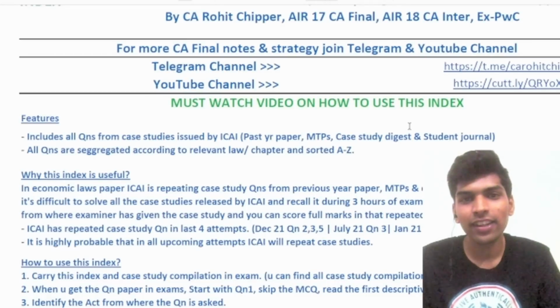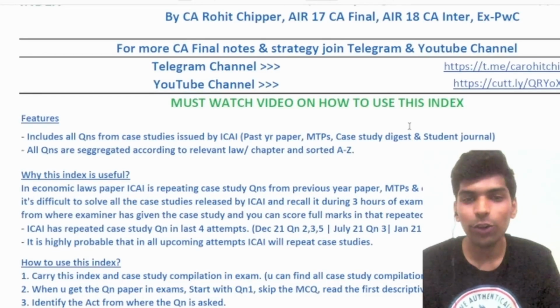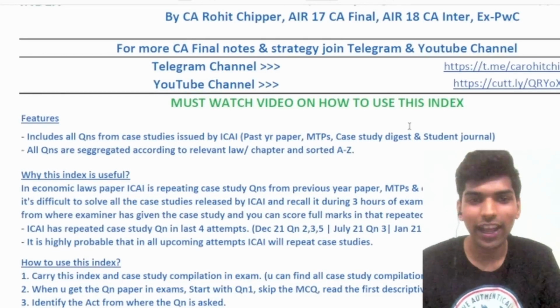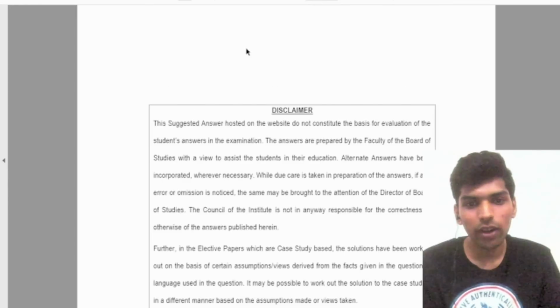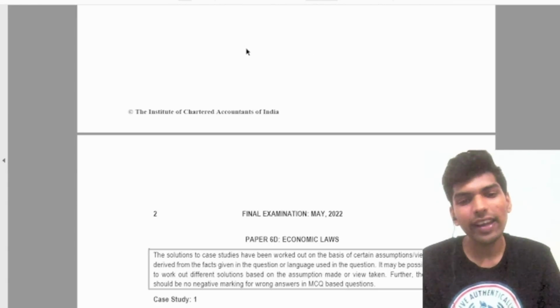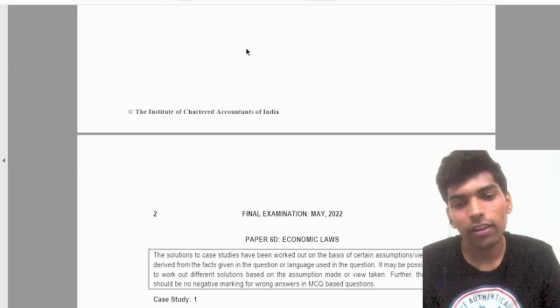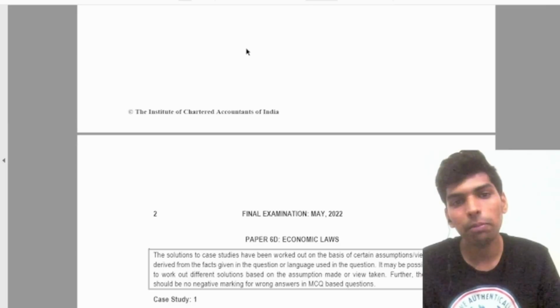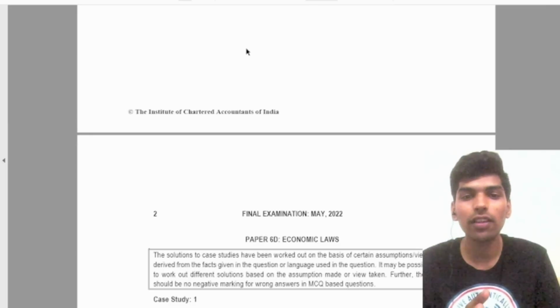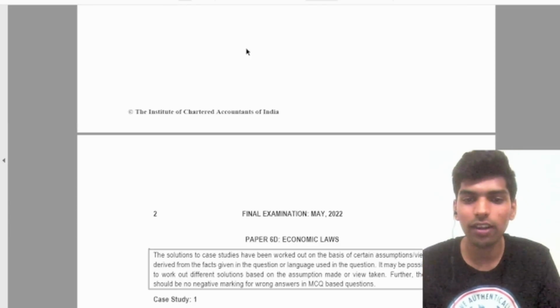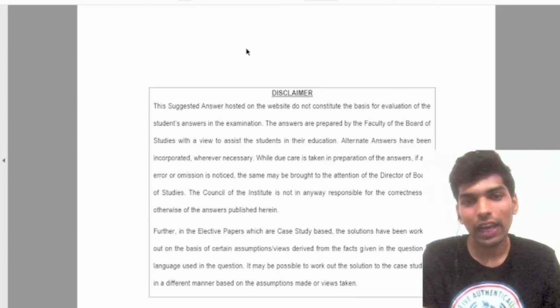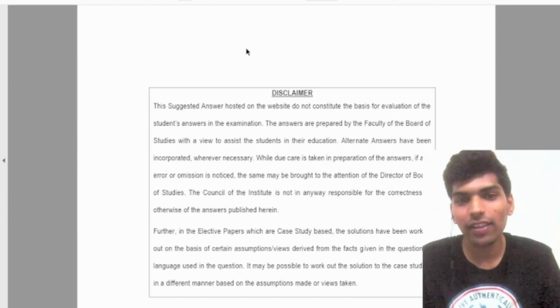Now let's start the second part, that is we are going to solve the May 22 paper using this index. So this is the May 22 paper that I have downloaded from the website. The strategy to solve the economic law paper. So first you have to understand the pattern of the paper. So there will be 5 questions, the 5 case studies in the economic law paper. Each will be of 25 marks, and you will have to attempt only 4 case studies. So you will have 4 hours in the exams.